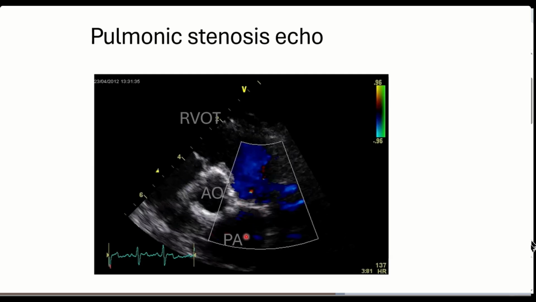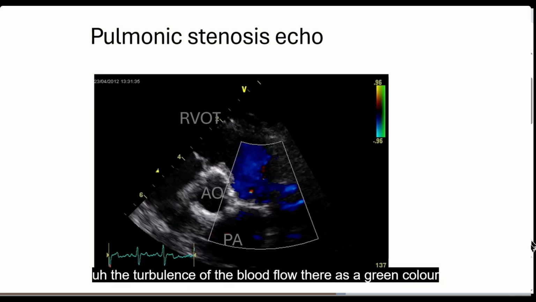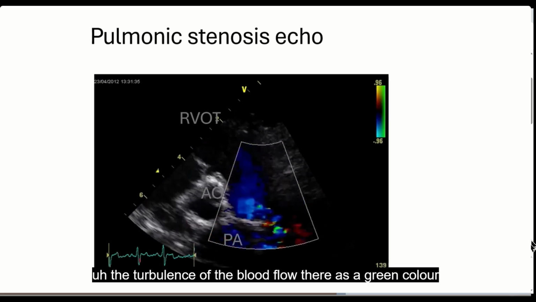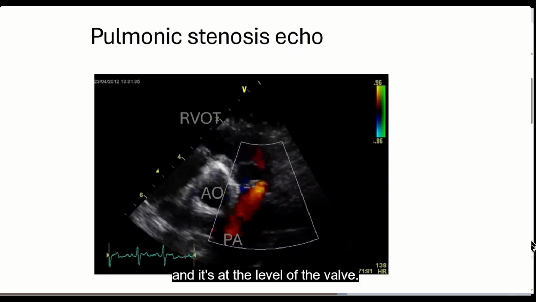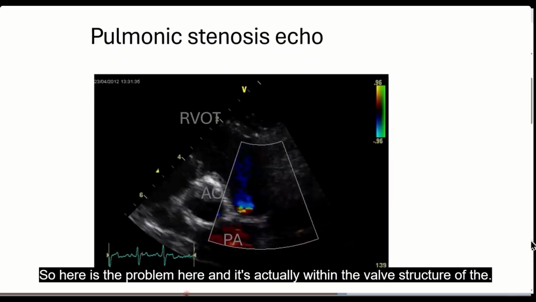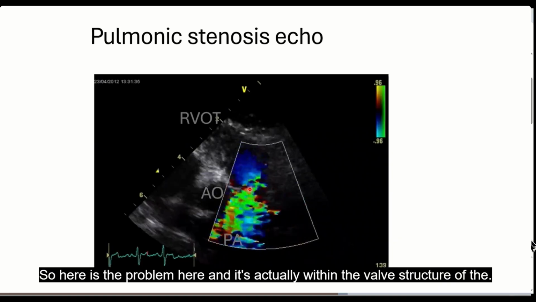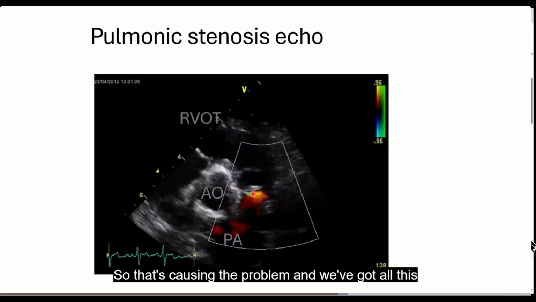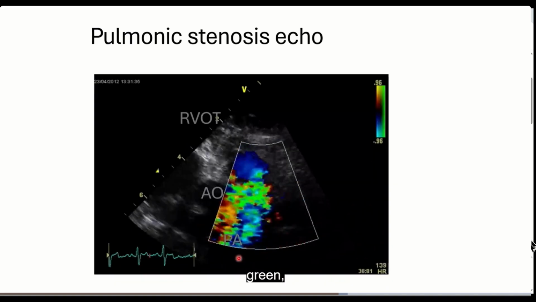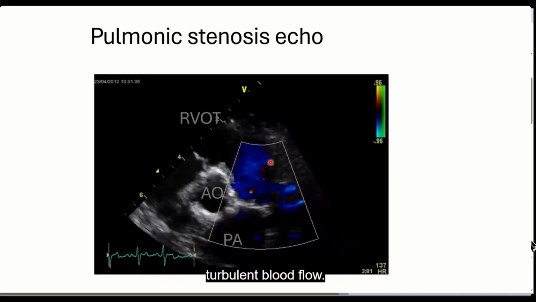So if I play the video, you will see the turbulence of the blood flow there as our green colour, and it's at the level of the valve. So here is the problem, and it's actually within the valve structure of the pulmonic valve there. So that's causing the problem, and we've got all this green, yellow, turbulent blood flow. It should be a beautiful blue column of blood.